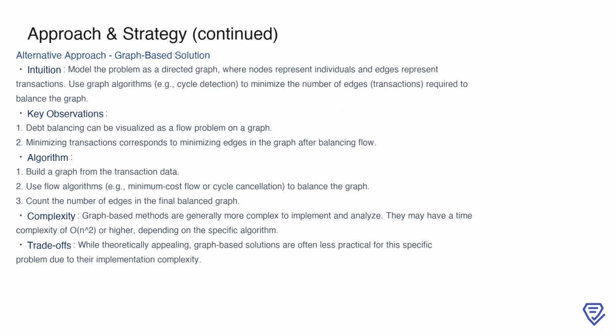Another way to approach this problem is through a graph-based solution, which models the debt balancing problem as a directed graph. Here, nodes represent individuals, and edges represent transactions. The goal is to minimize the number of edges in the graph, which corresponds to minimizing the number of transactions required. This perspective aligns with concepts from flow problems in graph theory. To implement this, we first build a graph from the transaction data, where edges represent the flow of money. Algorithms such as minimum cost flow or cycle cancellation can then be applied to balance the graph. The number of edges in the resulting balanced graph gives the minimum number of transactions.